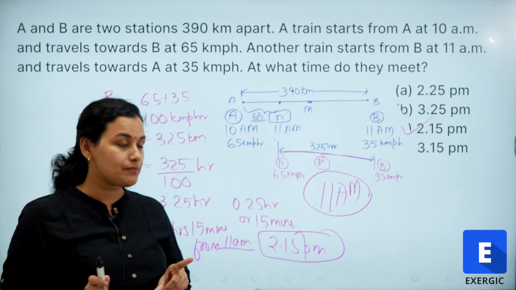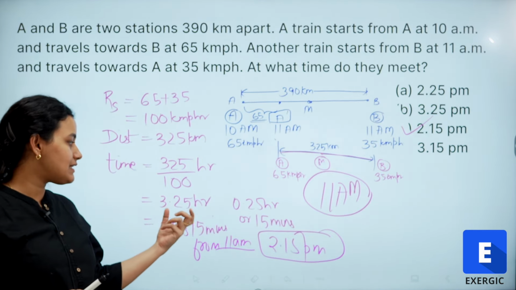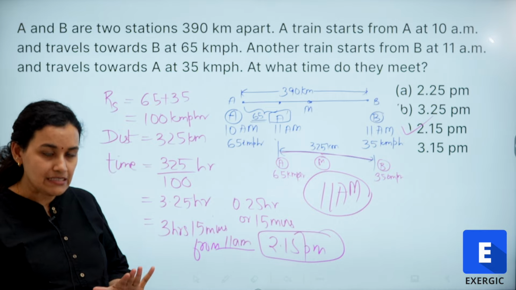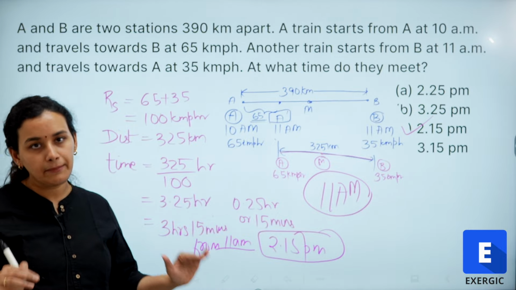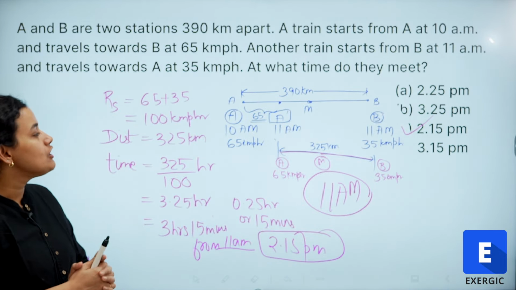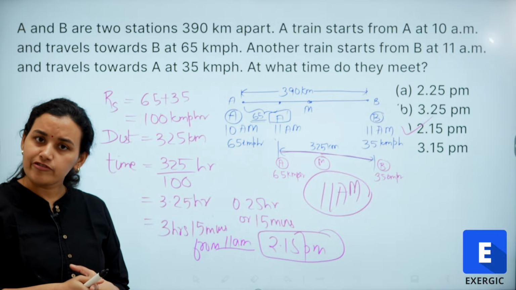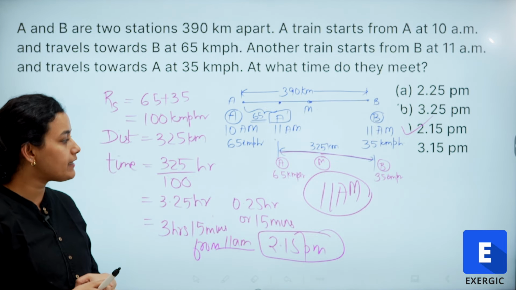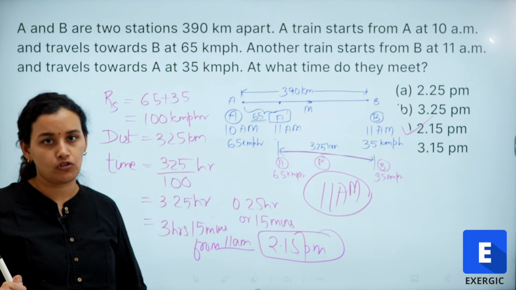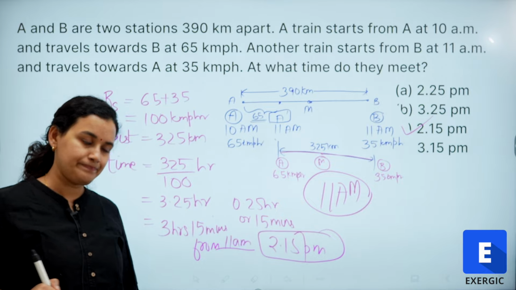Clear? So don't make that mistake. If you have hours in decimals, it does not directly become that many number of minutes. You have to convert it into minutes by multiplying with 60. Okay, clear? So this is a very simple question of relative speed. If you are able to break down and arrive at this point, then you will be able to solve the question very easily.